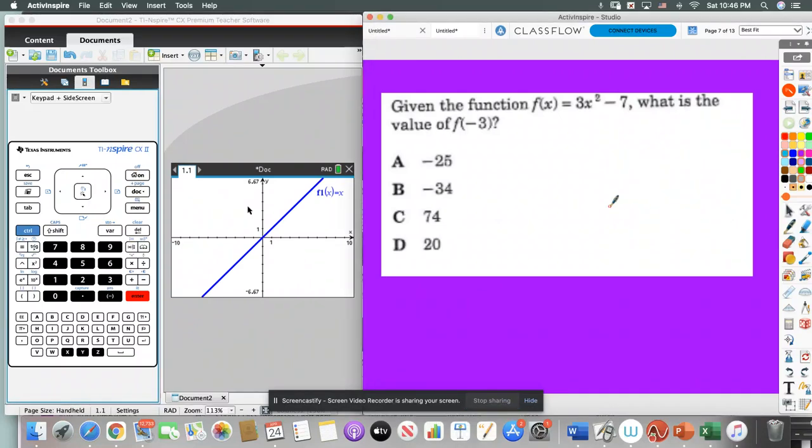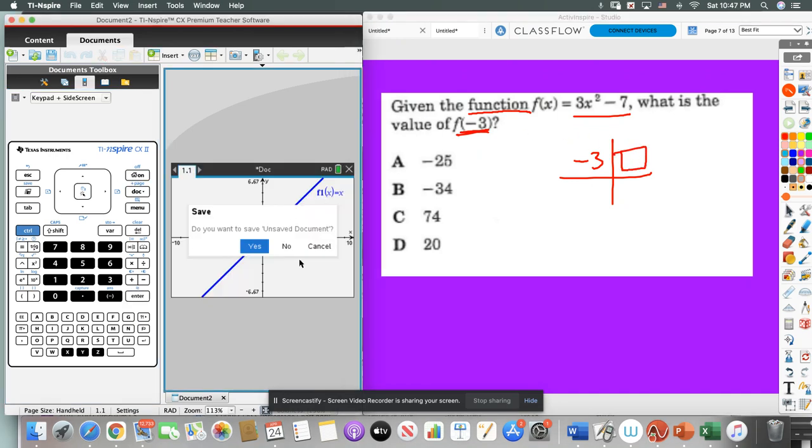Here's example 3. Example 3 is actually calculator skill 2. I'm just bringing it back to remind you. We're given a function, just because it also talks about a function. We're given an equation and it's asked what is the value of f of negative 3. So it's giving me an input and it's asking me what is the output.